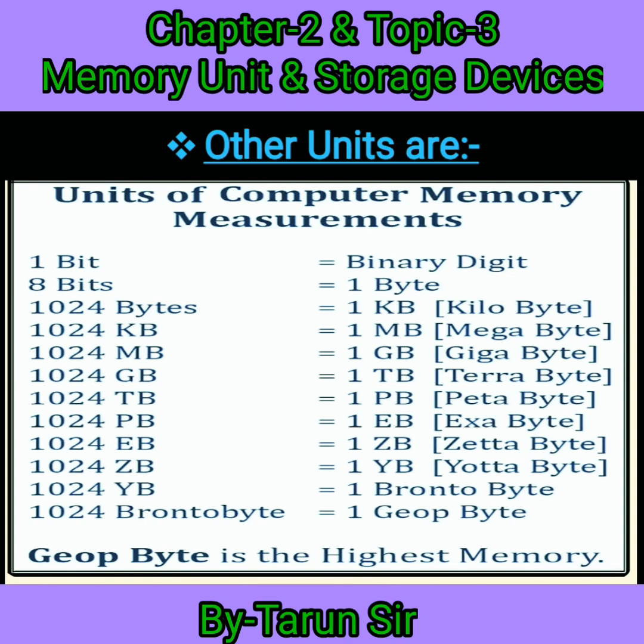KB stands for kilobyte. 1024 KB equal 1 MB. MB stands for megabyte. 1024 MB equal 1 GB. GB stands for gigabyte. 1024 GB is equal to 1 TB. TB stands for terabyte, and so on. Yottabyte is the highest memory. Clear? Okay, done.